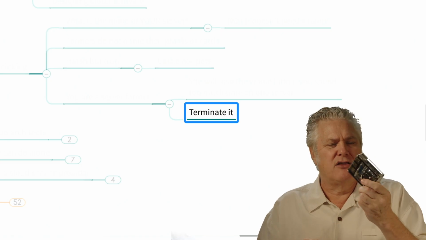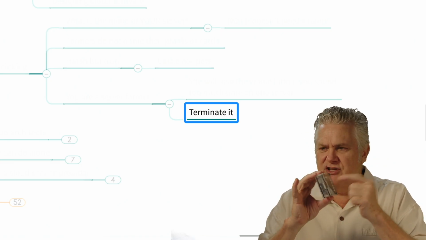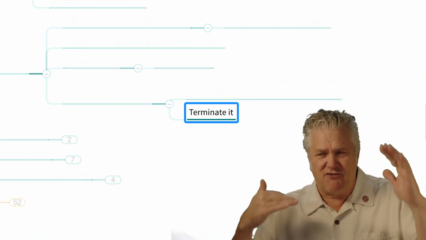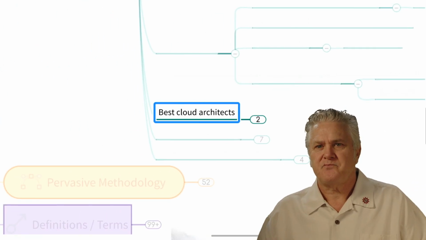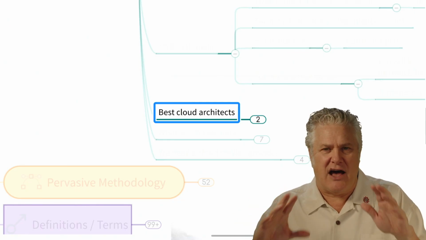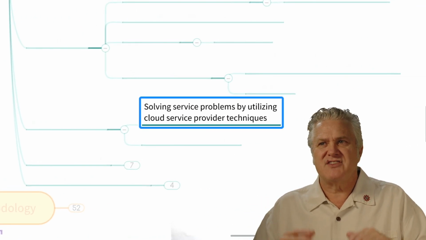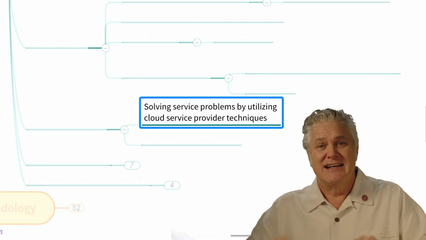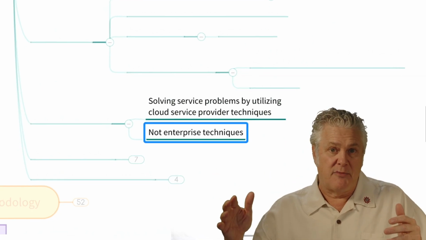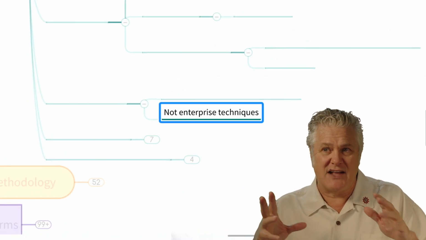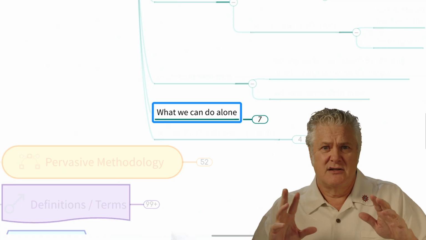But we no longer have this. This is just a click operation. So we have to shift that mentality right away. What do the best cloud architects look like, and how do they set themselves up? Well, they solve service problems by utilizing the cloud service provider techniques that are available from that cloud service provider. They don't use enterprise techniques anymore, and that's really what we're going to discuss today.